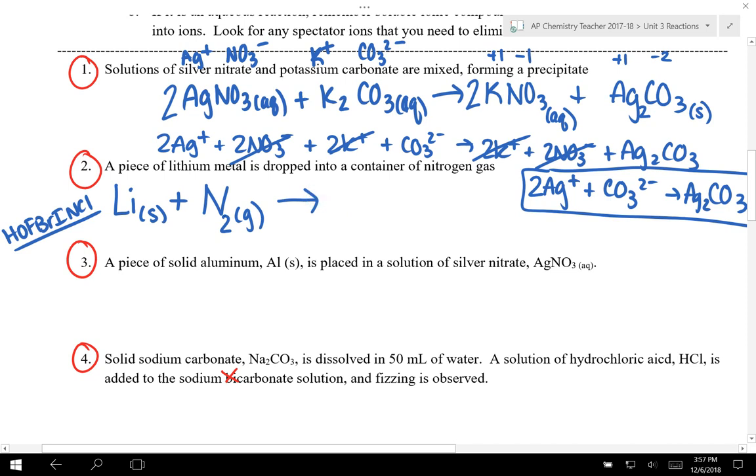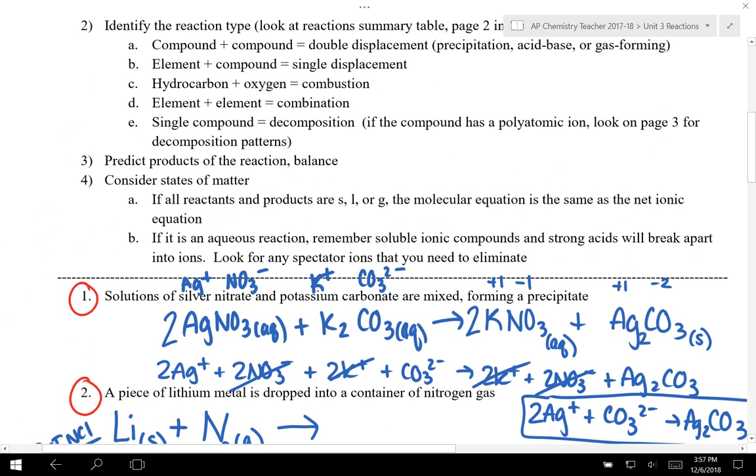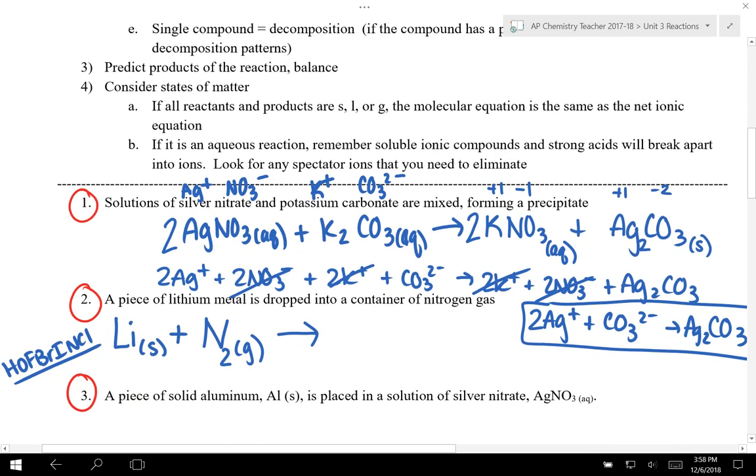I've got an element and an element. I want to look back at my reaction patterns. And if I have an element and an element, that looks like a combination reaction. So in a combination reaction, we just combine those 2 elements to form a compound.